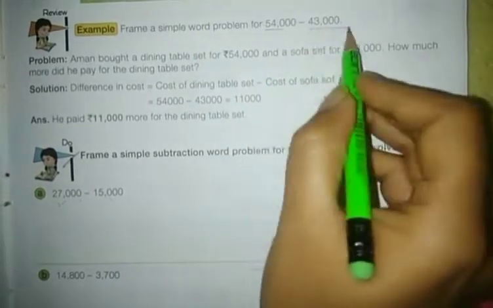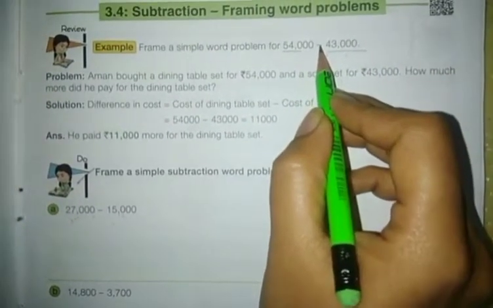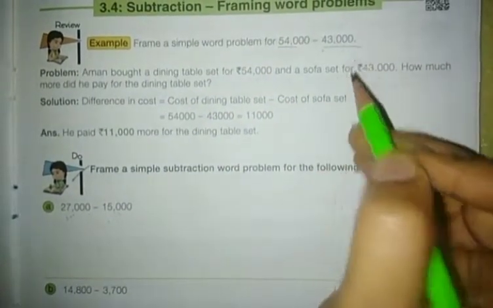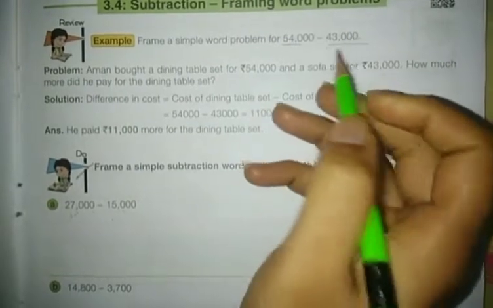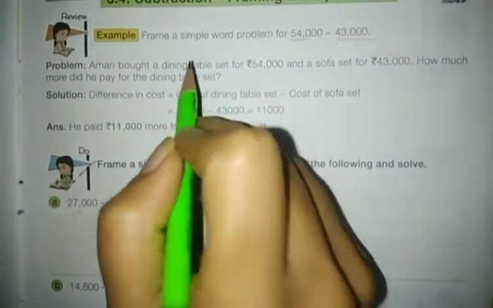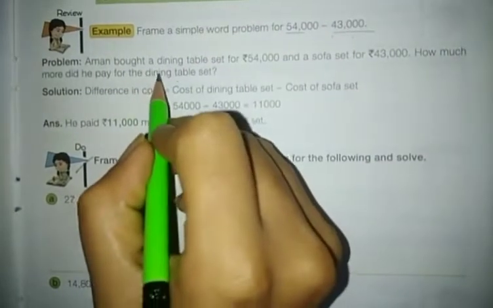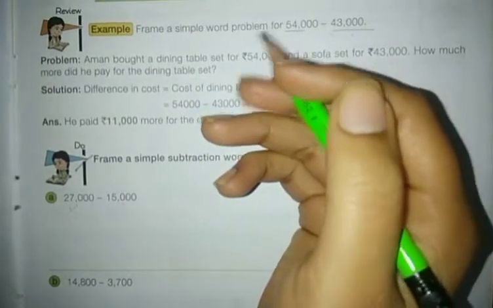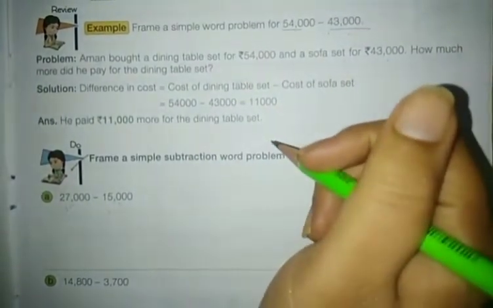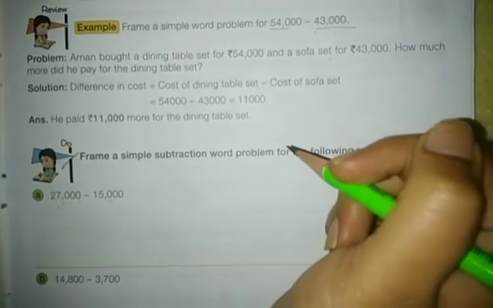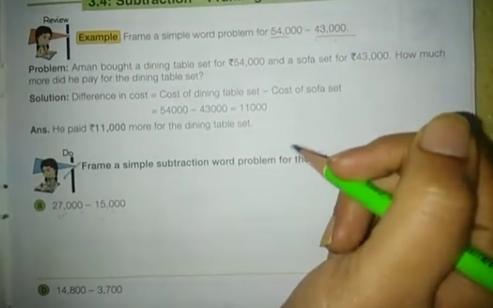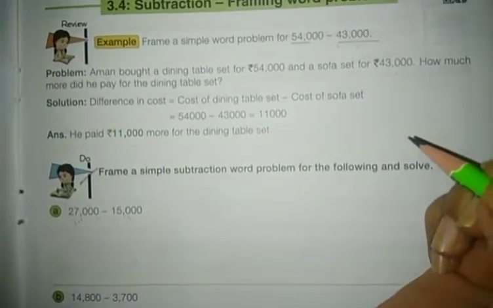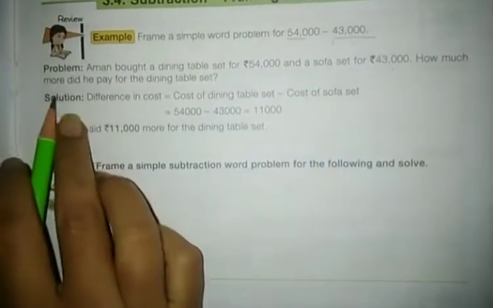Children, they will give two numbers and the sign of subtraction, and they ask to frame a simple word problem and also to solve it. Okay, let's see how they have framed the word problem. And remember, in subtraction, while framing word problems, we have to use words like how much more, how much less, how many more, how many less, what is the difference. These questions will come in subtraction. While framing word problems, you should remember these words, add them and frame the word problems. Let's see how they have formed it.